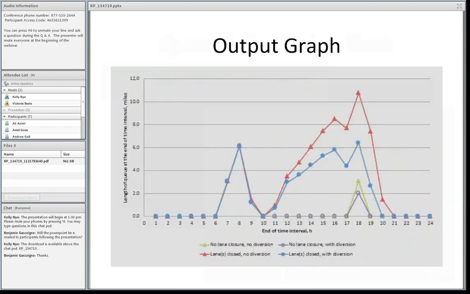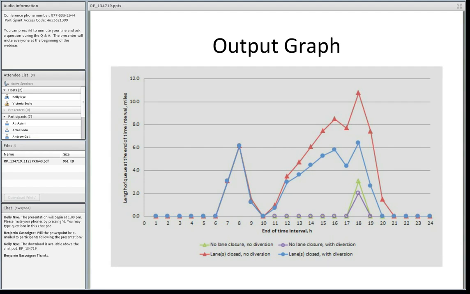And the length of queue is then also provided in an output graph, and this is for the end of each of the hour intervals. We are actually looking at 4 different conditions, so the analysis is done with no lane closure, no diversion, or with lane closure, with diversion, and a combination thereof with lane closures and diversions. So you can actually see the relative impact of the lane closure or the relative impact of with and without diversion.